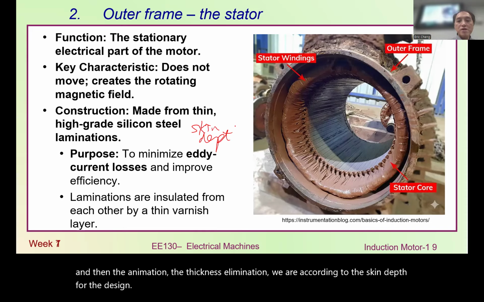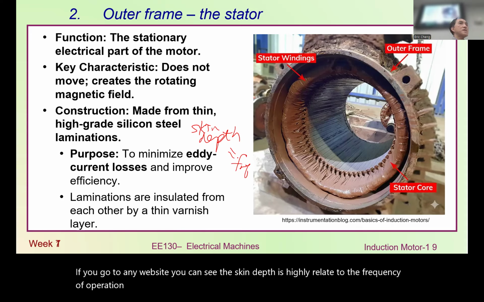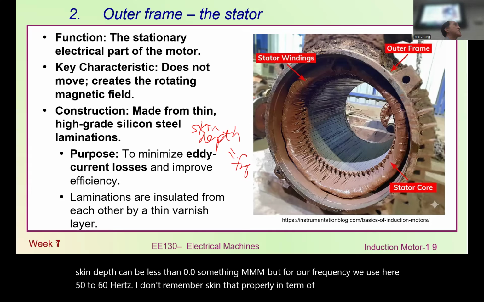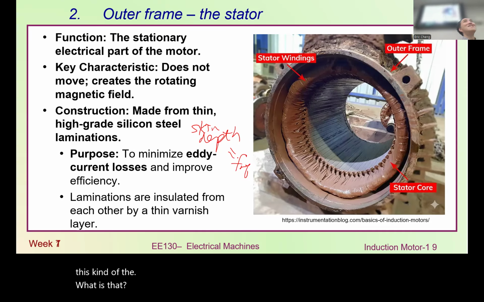If you go to any website, you can see the skin depth is highly related to the frequency of operation. At low frequency, the skin depth will be thicker. At high frequency, skin depth can be less than 0.0-something mm. But for our frequency here, 50 to 60 hertz, I don't remember the skin depth properly in terms of millimeters.